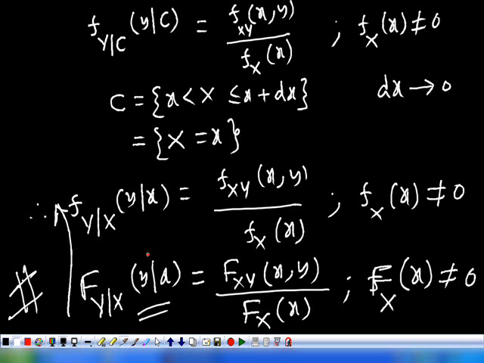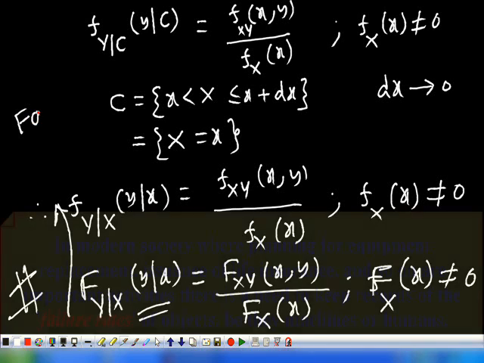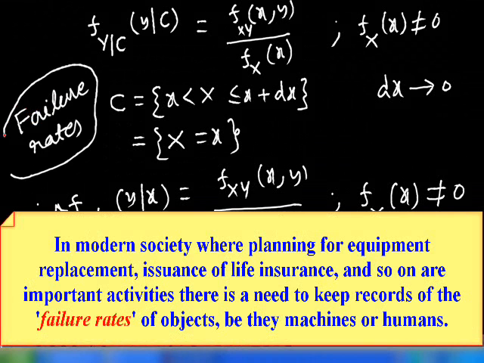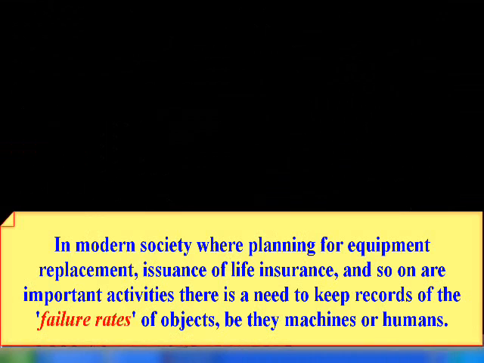So where do we use these conditioning events or conditional density and distribution functions? There is one important area. In almost all fields of science and technology, we need to use this. That is the failure rate: to find the failure rates in real-time problems, we use the conditional density and distribution.